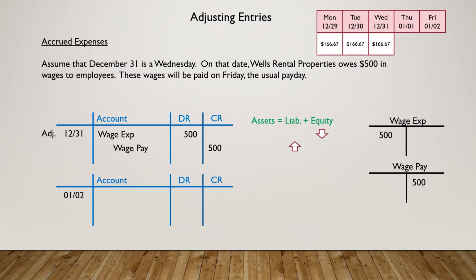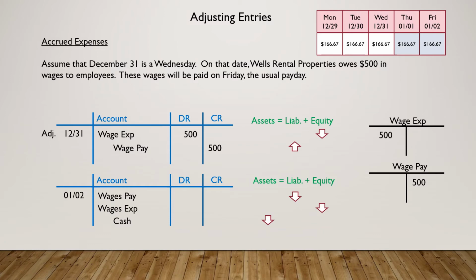On Friday, we'll book the entry to pay our employees. Going back to the equation, we're going to decrease our liabilities by paying what we owe and decrease our assets for the amount of money dispersed. The decrease in liabilities will be a debit to wages payable, and the decrease in assets will be a credit to cash. But these accounts are not the only ones involved. We've incurred 2 more days of labor expense for our employees, so we'll decrease equity again for that additional wage expense.